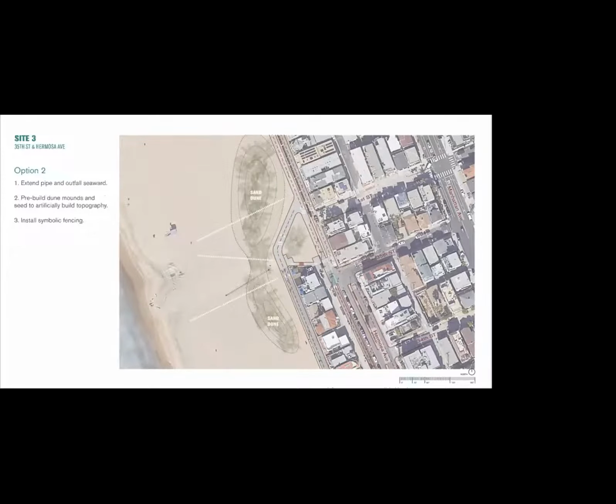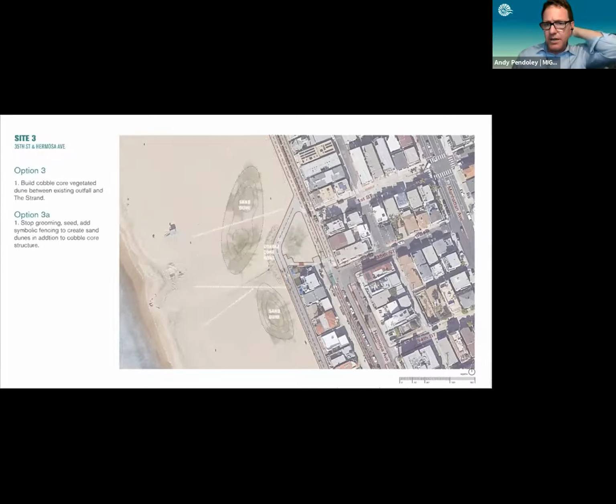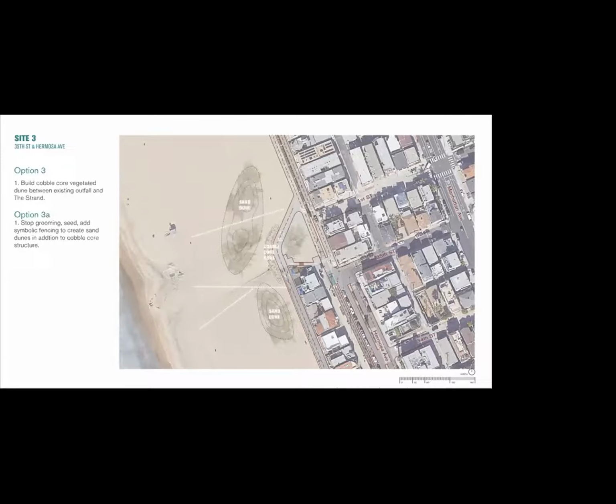Plus, it provides some good protection in the event of a storm event for some of the homes that are in that area. Right. Thank you. Okay, good. Good perspective on that. Good. Go ahead, Craig. Thoughts on the dune options? And then we'll come back to that.